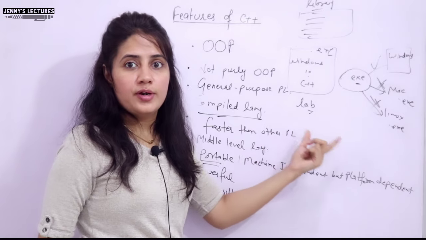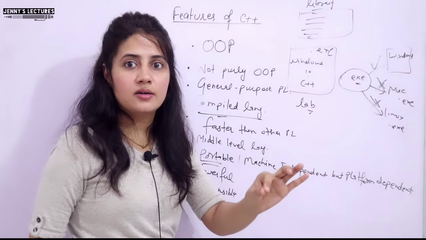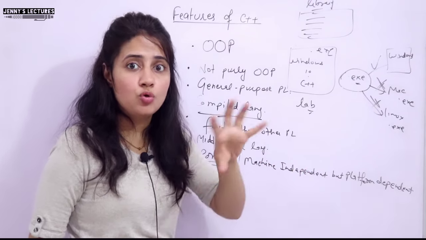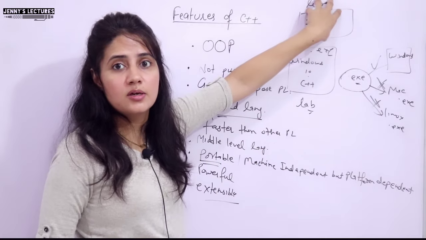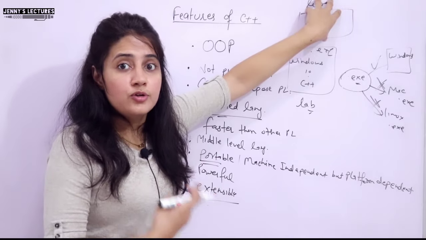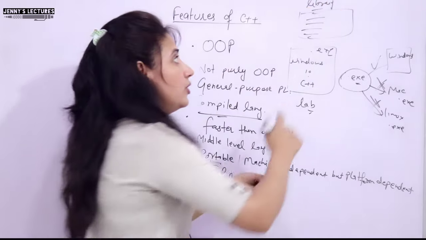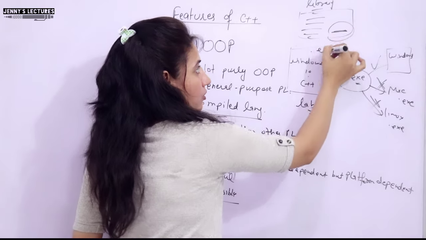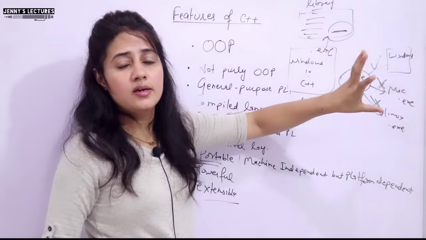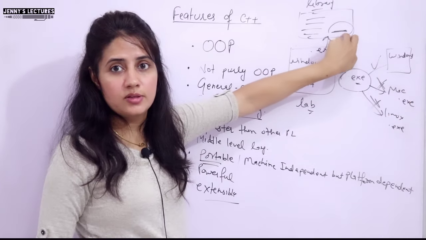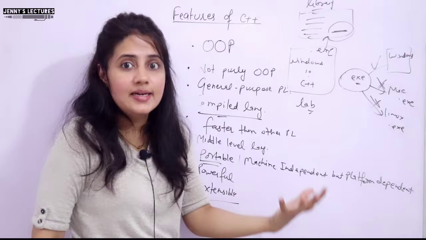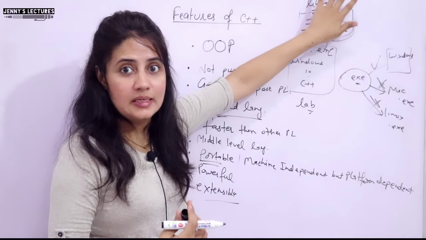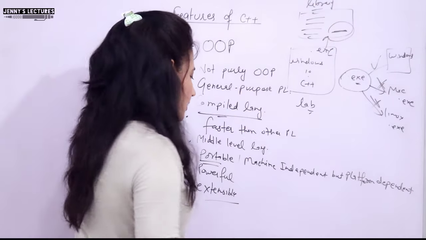Like if there is a header file string.h, there are many built-in functions, strcat for concatenation of two strings, strlen for finding out the length. Those functions are already defined in these libraries, right? So you can define your user-defined function and add it in this library, and whenever you call this header file, you can use this function also. That is why you have extended the library, you have added your own user-defined functions in this library. That is why it is known as an extensible language.